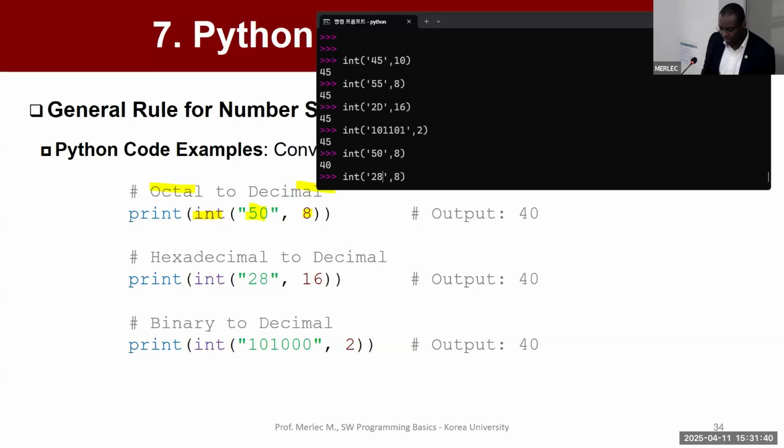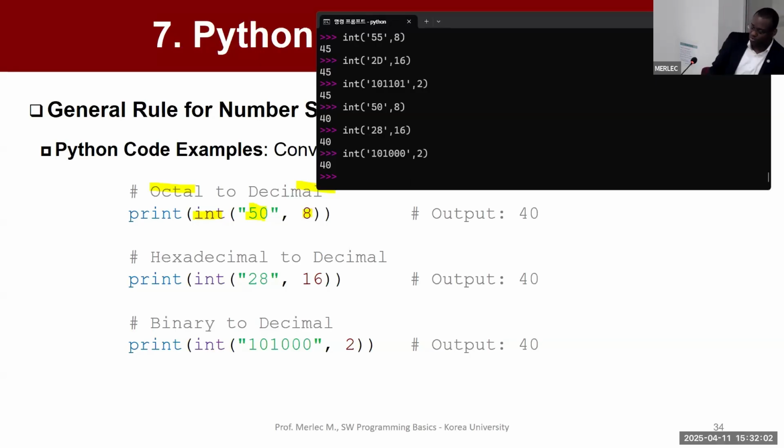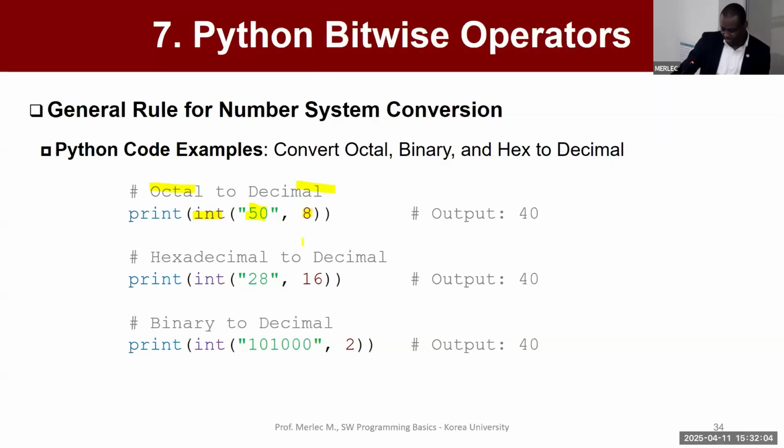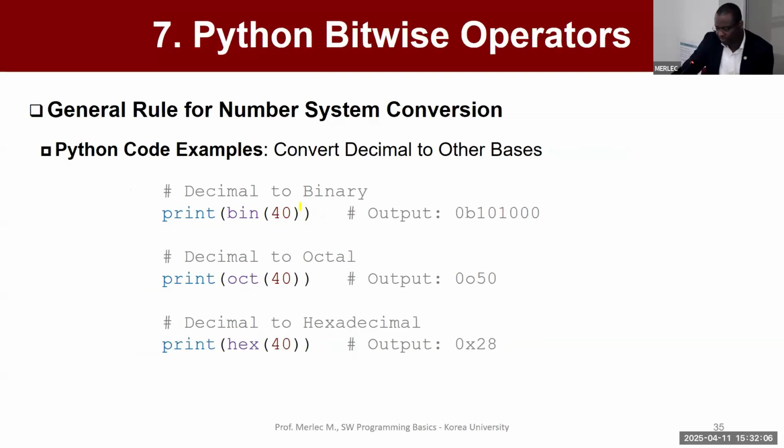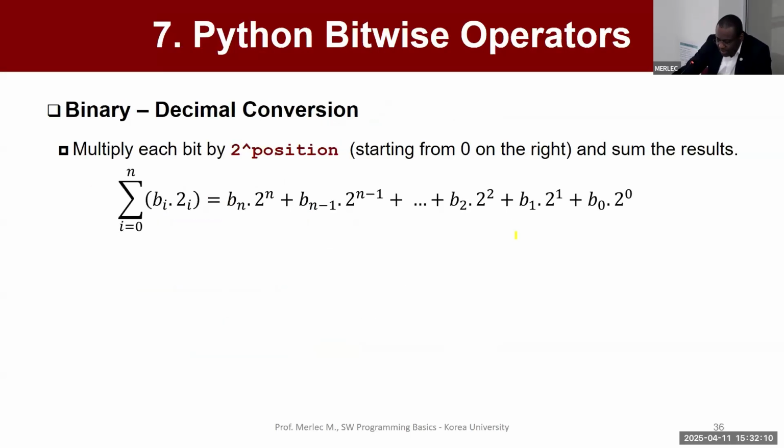28 will be representing 40 in hexadecimal. Okay, then in binary you have 101000, which will be providing 40. So when you do computation, be aware of which system you're operating on. Same for this one. You can use that one.